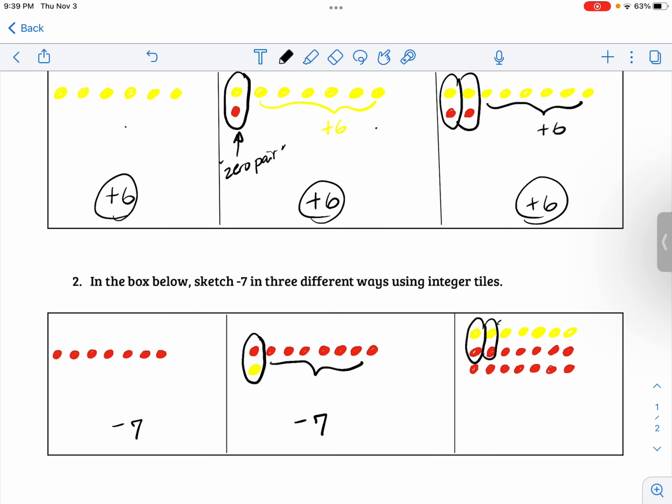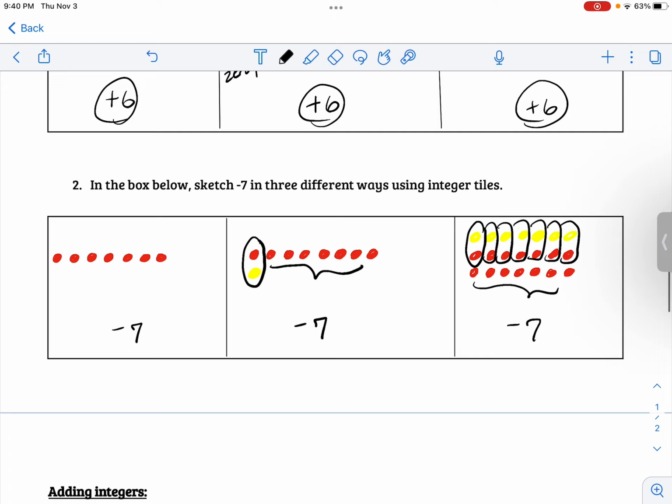Make sure, again, this is a reminder, you're circling out all your zero pairs so you can clearly see what you're left with, right? And in this case, 1, 2, 3, 4, 5, 6, 7, I'm also left with -7. So again, 3 different ways that you can represent -7, but they all show the same value. But you're using the idea of zero pairs. So hopefully by now you have a good understanding of what zero pairs are. Okay, so let's go to the next page and let's work on some equations.